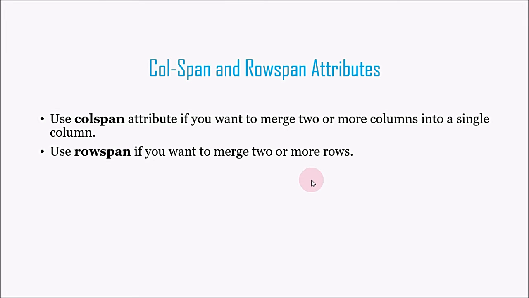Now let's talk about one of the most important concepts in tables, that is the colspan and rowspan attributes. Basically, the colspan attribute is used to merge two or more columns into a single column, whereas rowspan is used to merge two or more rows. What does it mean by merging a column?